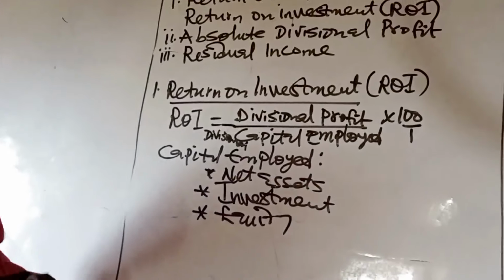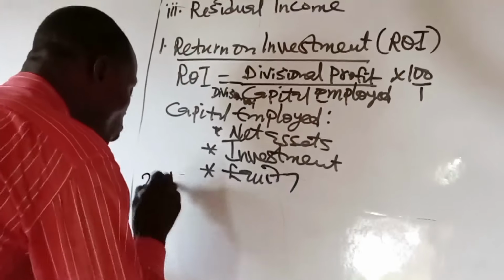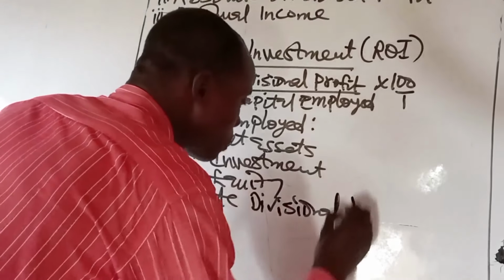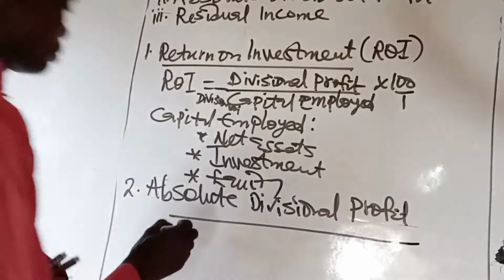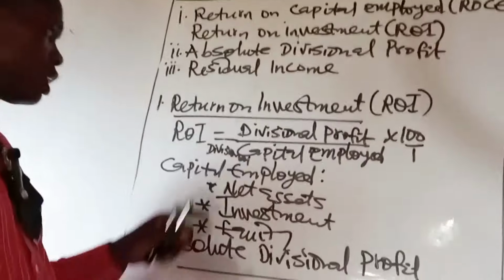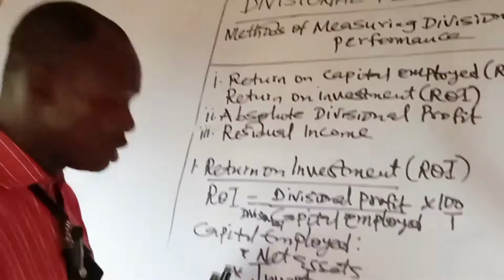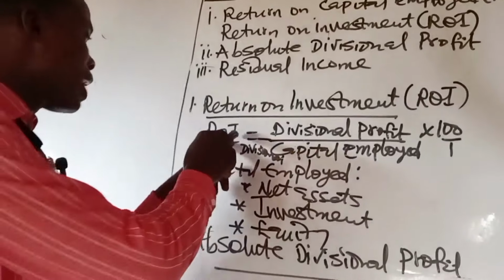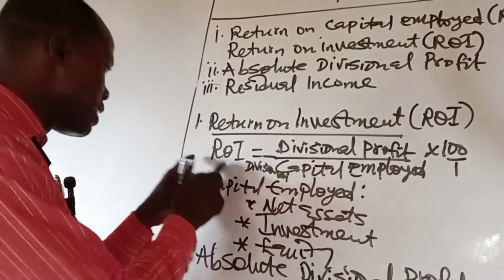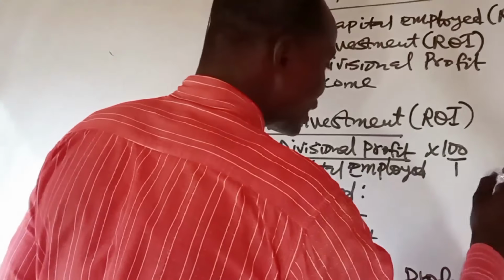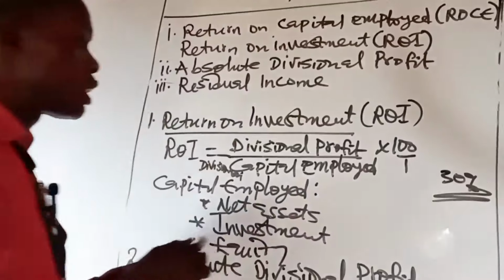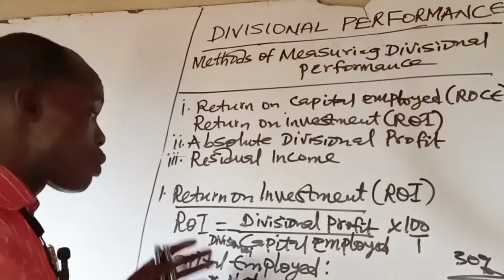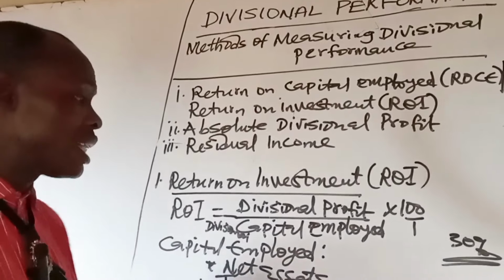Number two is absolute divisional profit. This is the second method I'm going to examine. But if you use ROI, the division that has the highest ROI is most preferable. And where you have the target rate of return set, the one promising the target rate will be recommended. If you are given the target rate to be 30%, that means any investment with 30% rate of return is acceptable. But if it is less than 30%, it is not to be accepted. And where the target rate is not given, you go for the one with the highest ROI.